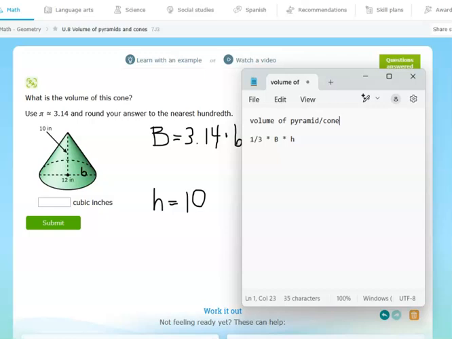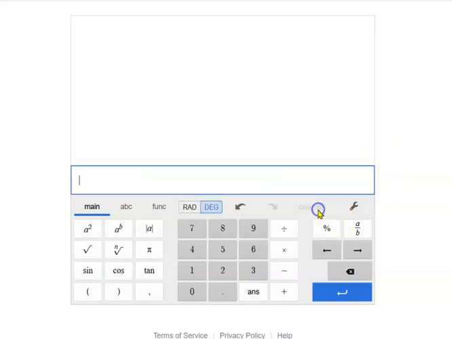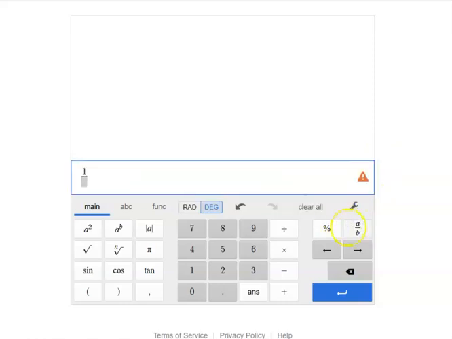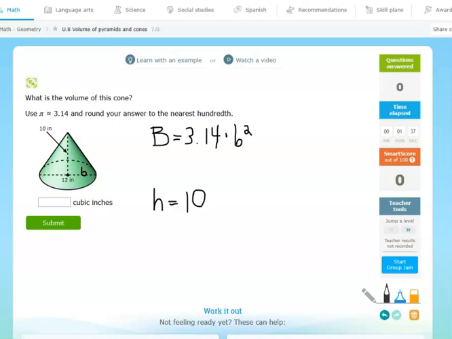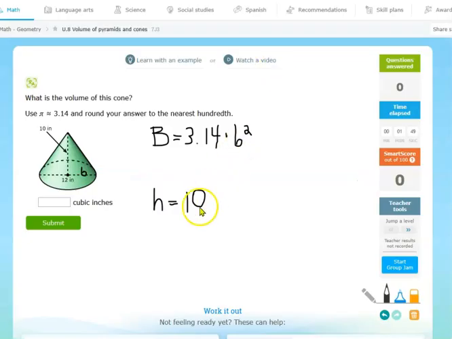Let's go back to our formula again. So 1/3 times the area of the base times the height. Let's start to build this over here. All right, so 1/3, and that is going to stay the same for all of our problems. So maybe we'll just leave that 1/3 there for everything that we do and erase the rest of it. The base was 3.14 times 6 squared. So 3.14 times 6 squared times the height, and the height is 10.